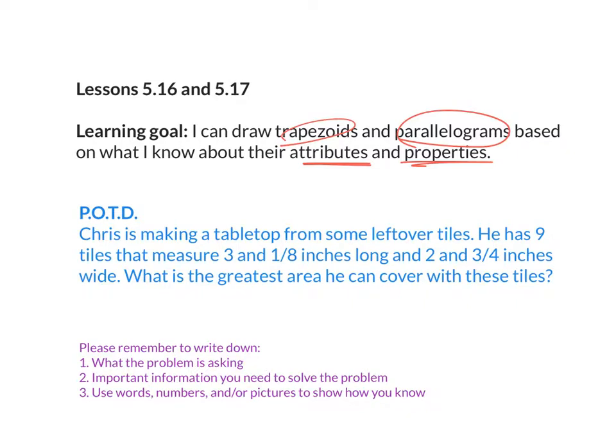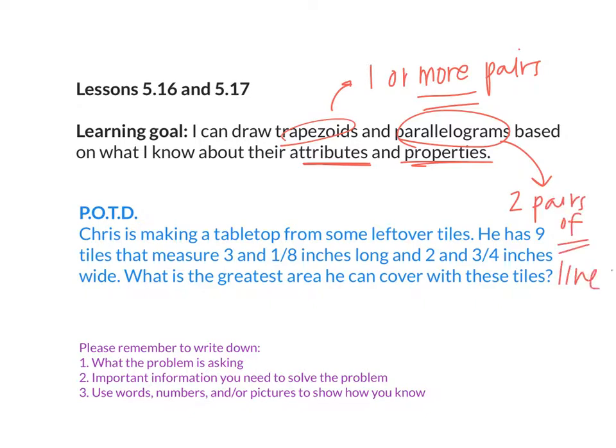Go. Trapezoids, as we learned yesterday, have at least one, so it's one or more, pairs of parallel lines. Okay, I'm just going to do that for shorthand. Whereas parallelograms have how many pairs? Exactly two pairs of parallel lines. Does it matter what kind of angles those lines make? Does it matter in this case if you're distinguishing between trapezoids and parallelograms? No.